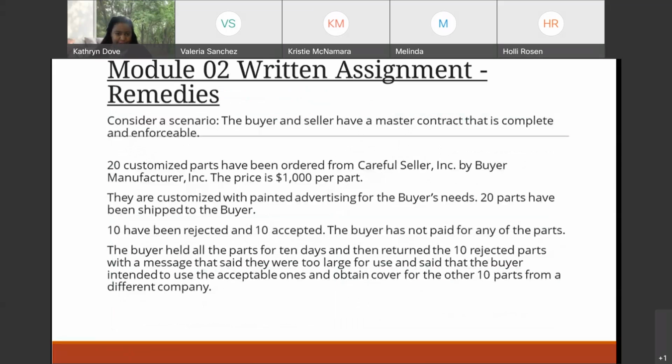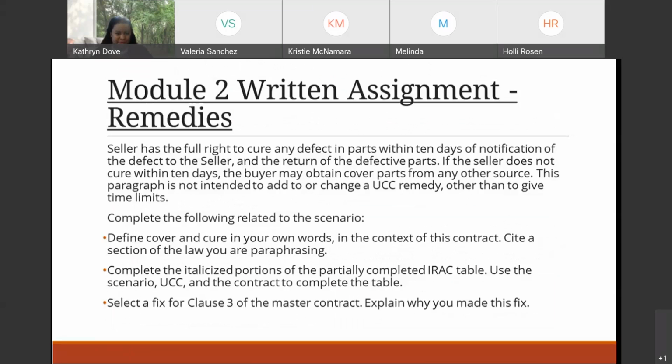So that's the scenario that we're working with in module 4. And you can see there are several issues, the issues that Christy mentioned about the buyer not getting a chance to cure, right? The issue that I mentioned, if the buyer has to pay more to obtain cover parts. So let's see what you're going to be writing about.